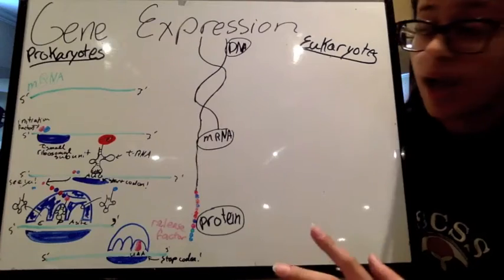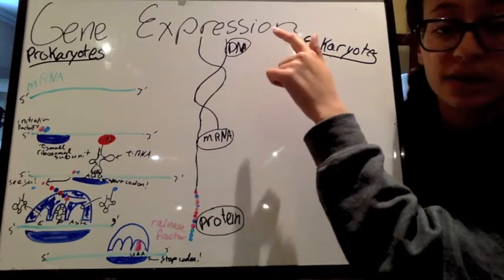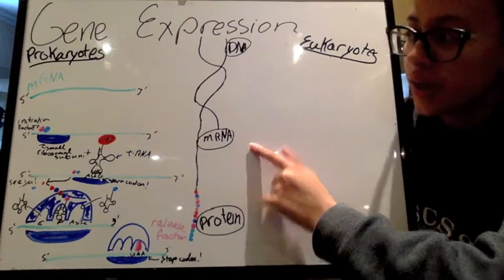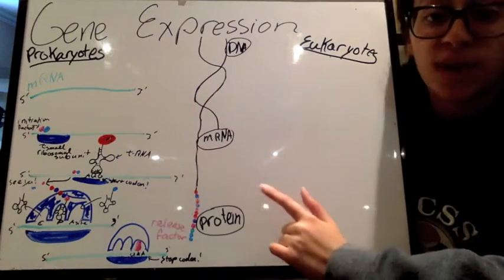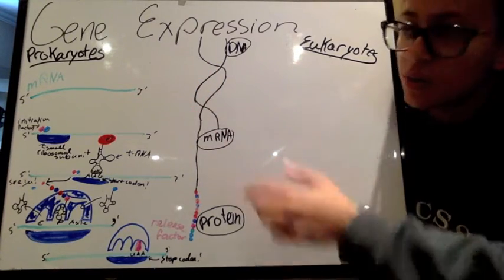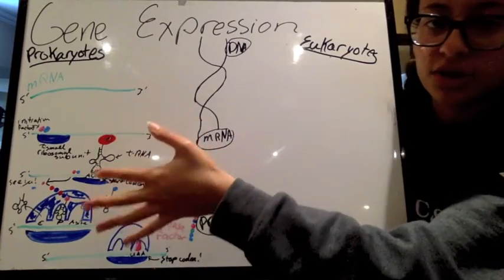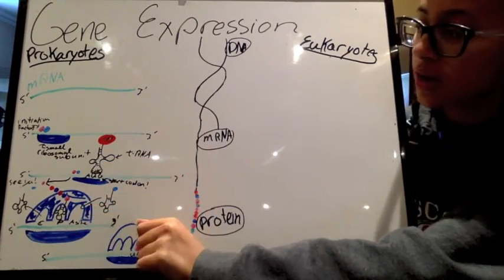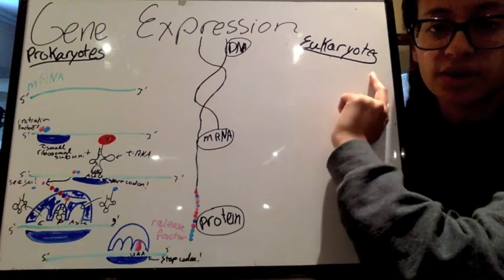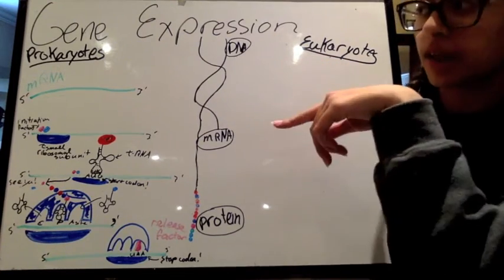So we talked about how we take DNA and transcribe it to make mRNA. Now that we have our mRNA, let's translate it to make proteins. I put it on the prokaryote side, but actually translation is the same in prokaryotes and eukaryotes. There are just a few modifications that have to happen in eukaryotes first. We'll talk about that in the next video.